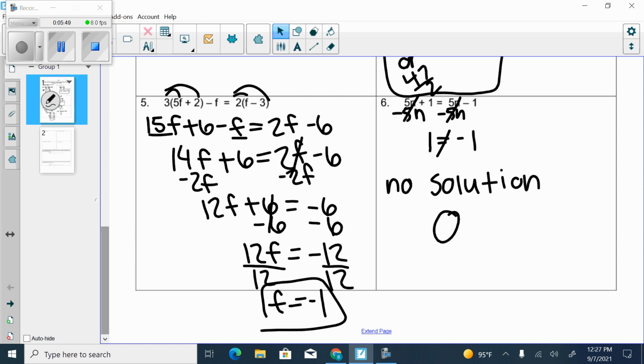You also can use this symbol. That symbol means no solution. Okay. So if all your variables cross out and you're left with a statement that's not true, like 1 equals negative 1, then my answer is no solution. Okay. All right.